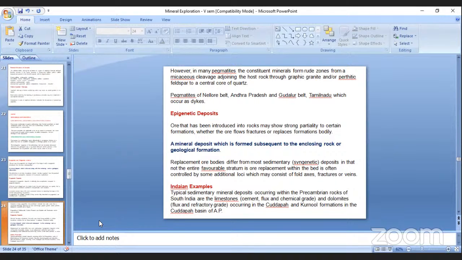Five Indian examples are given here. Typical sedimentary mineral deposits occur in the Precambrian rocks located in South India. The mineralized deposits are limestones, which are associated with cement, flux, and chemical grade. Along with that, we have also seen dolomites, which are a flux material, available as refractory grade. These limestones and dolomites occur in the Kadapa Basin and Kurnool formations of Andhra Pradesh state.